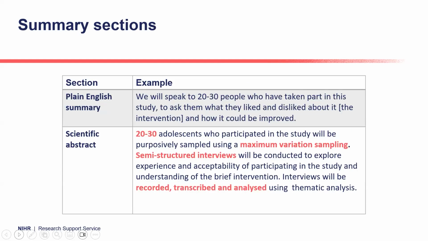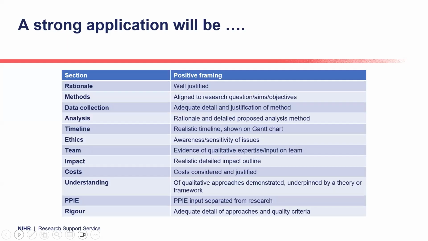I only have a couple more slides to present to you. On this slide, I just want to remind you not to forget to include the qualitative study elements in the other sections of the grant application. For example, here, the plain English summary and the scientific abstracts. In the plain English summary, you want to avoid using technical research terms, but you should be using all these keywords highlighted here in red in the scientific abstract.